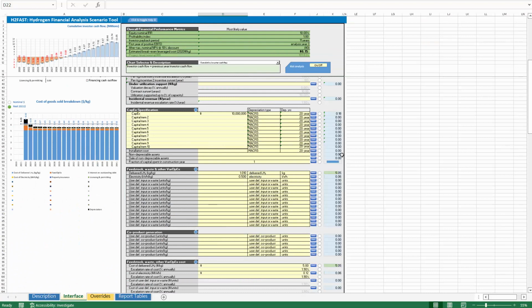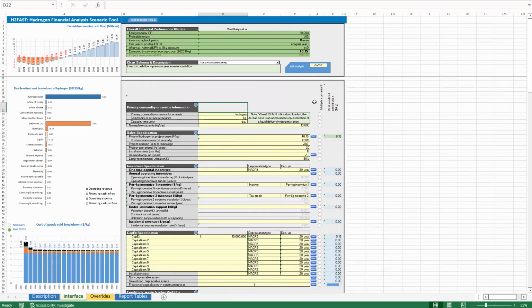So if we zoom out, one thing we'll notice is that you cannot see any of the risk analysis parameters. You can also not see any of the scenario portions of the model. Those are hidden until they're activated.